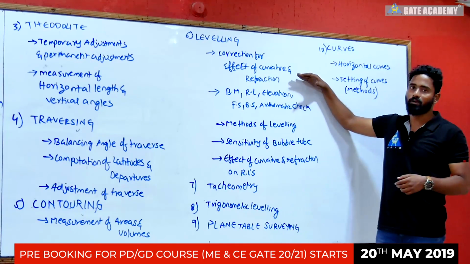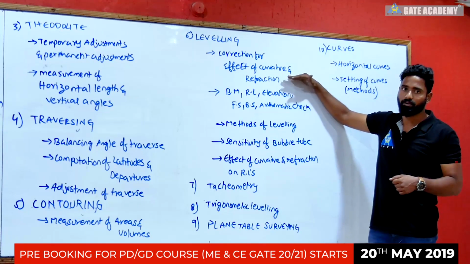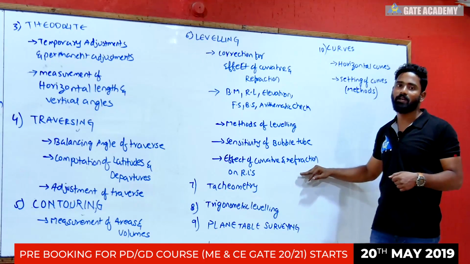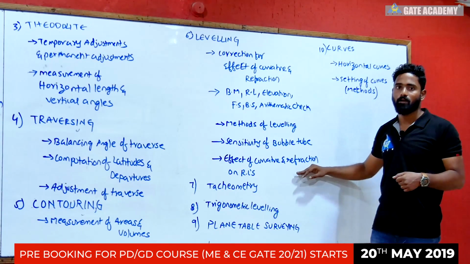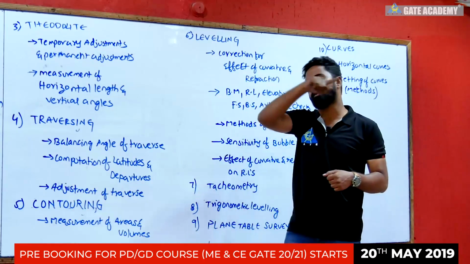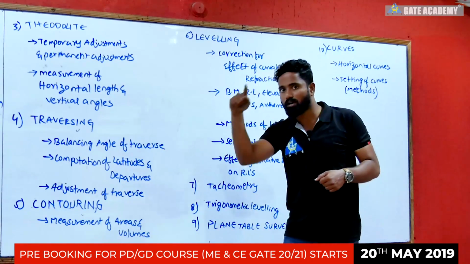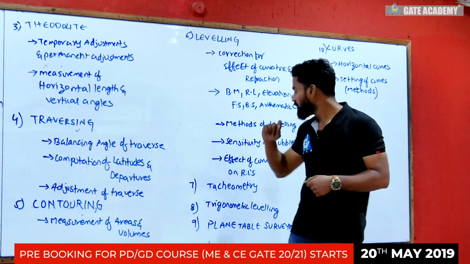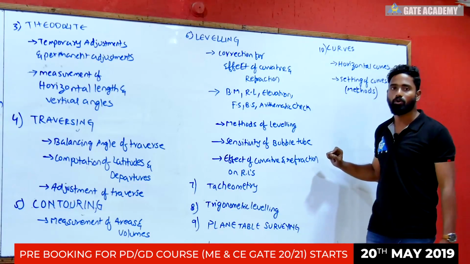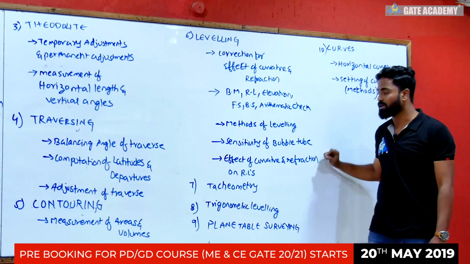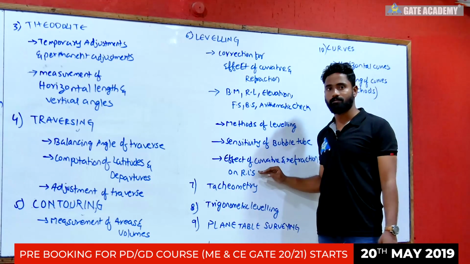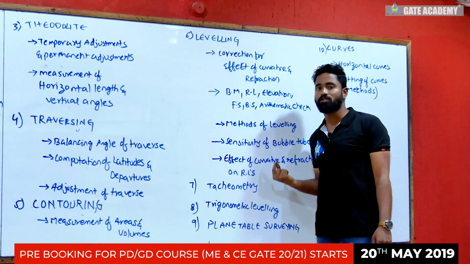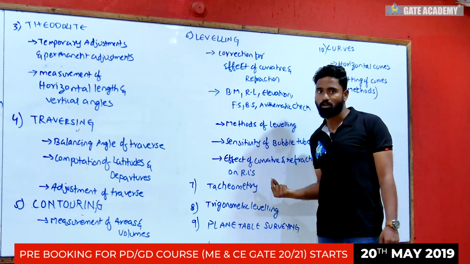And as I already told, there will be correction due to the effect of curvature and refraction on the levels. That effect should be applied on RLs, because the Earth is not exactly straight, it is somewhat curved. That is what we do in geodetic surveying. I have already told you that, right. So, that will be discussed in detail, how you are going to show the effect of curvature and refraction on RLs. Next, tachyometry. Tachyometry is also an instrument which is used to measure the angles and horizontal distances.